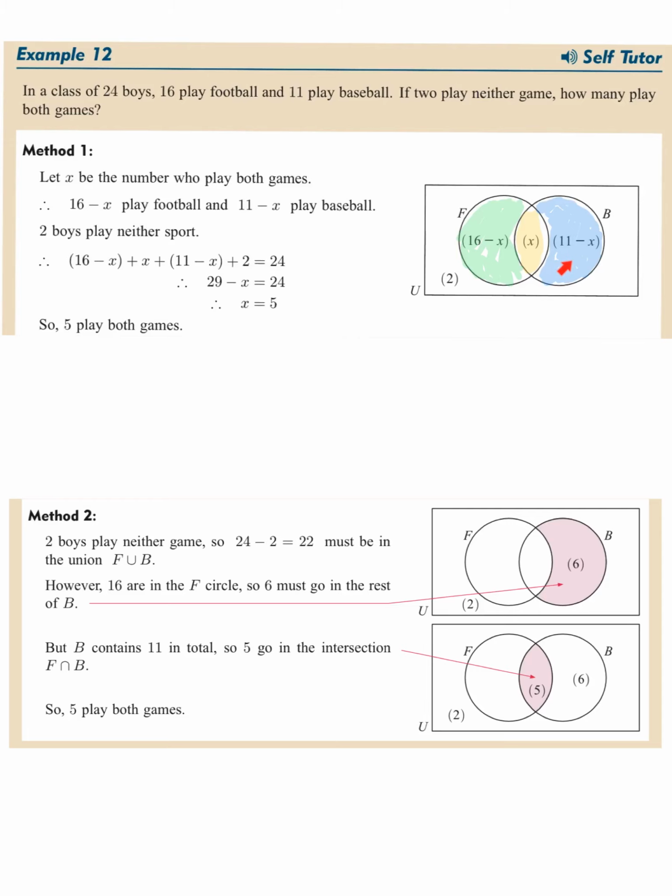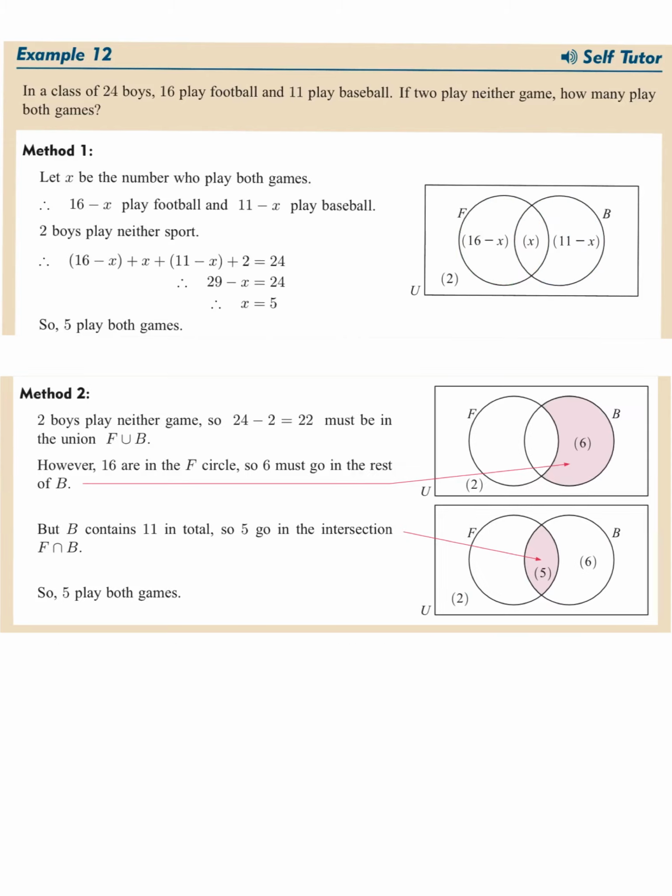Okay, so that's method 1. Let's have a look at method 2. In method 2, you could start by recognizing that 2 boys play neither game. That's what we did with the previous method. We've just put the 2 in there. So if 2 boys play neither game, then when you add up all the numbers in the circles, it should be 22, because it's 24 boys, 2 play neither. So the people who are playing football and baseball would be within the circles.